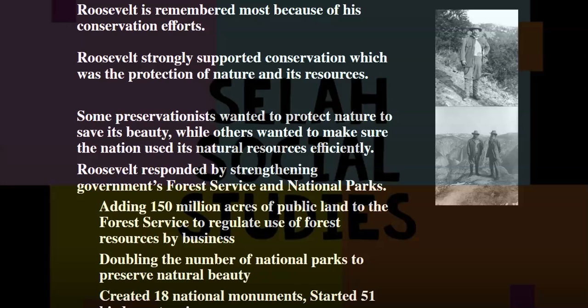In the 1906 Antiquities Act, Roosevelt created 18 national monuments and also created 51 bird sanctuaries. The amount of land that Roosevelt placed under protection totaled over 200 million acres.